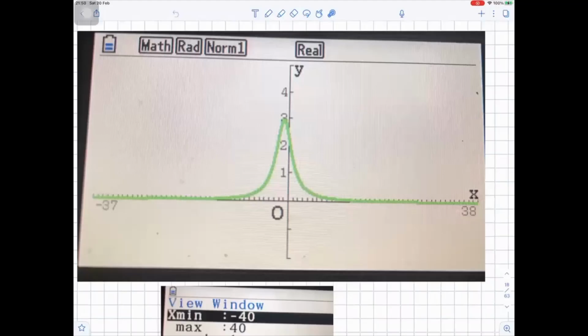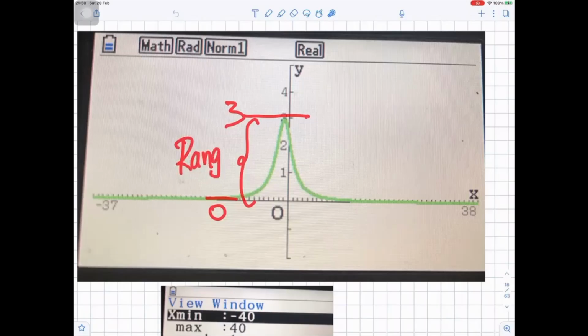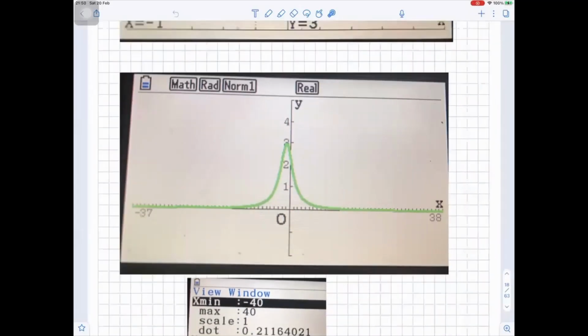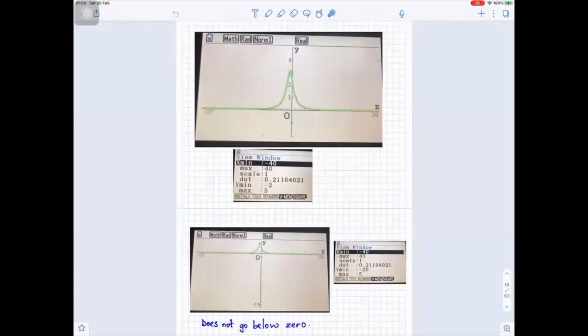And even if you change the scale for that graph to see it, you can see even when you get to minus 37 on the x and plus 38 on the other end, it comes closer to 0. It shouldn't really be touching it. And then the top is 3. So 0 up to 3. And that's what they call the range. So when you change the scale, it does not go below 0. Try it for yourself with your graphics calculator for minus 40 to 40. You will see it never goes below 0, and it never goes above 3.